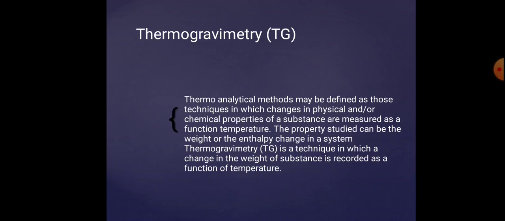So a thermoanalytical method may be defined as those techniques in which changes in physical and or chemical properties of a substance are measured as a function of temperature. Means the effect of temperature on a weight, recorded as a function of temperature, is the technique known as thermogravimetry.